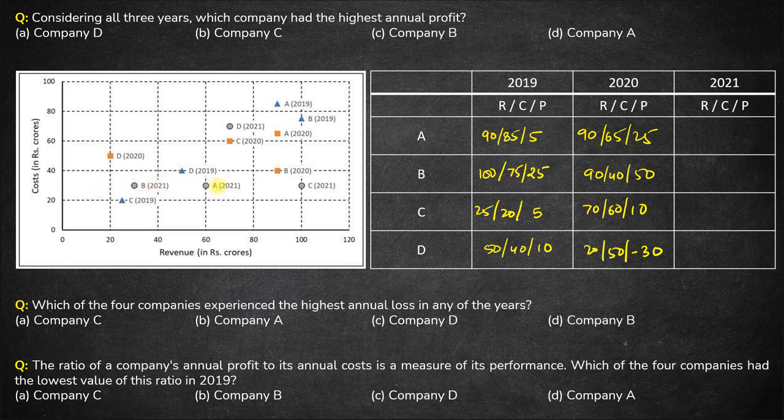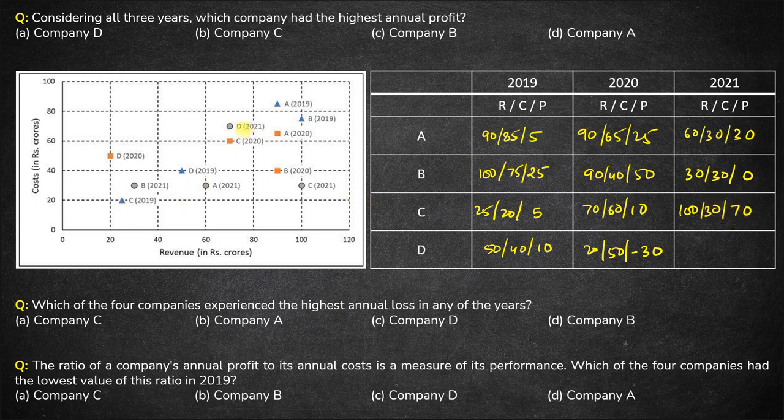Now doing the same for 2021, starting with A, revenue 60 and the cost of 30. So 60 minus 30, profit of 30 here, right? Then you have for B, revenue is 30 and the cost is also 30. So profit is effectively zero. No profit, no loss here. For C in 2021, revenue is 100 and the cost is 30. So 100 minus 30, hence a profit of 70.